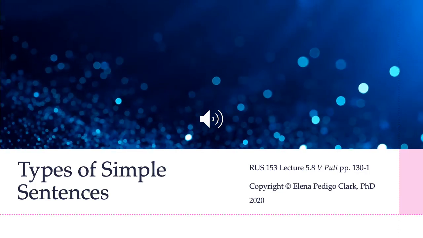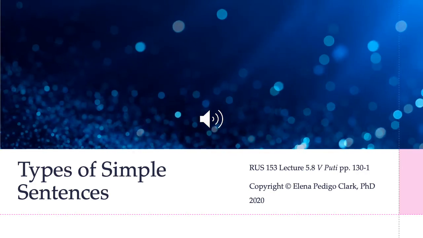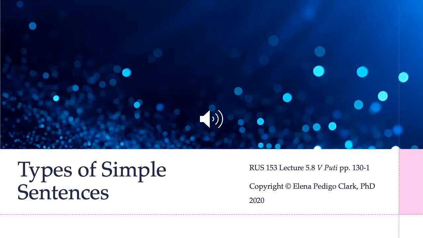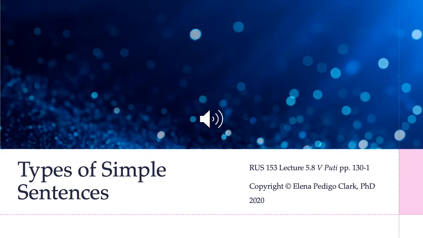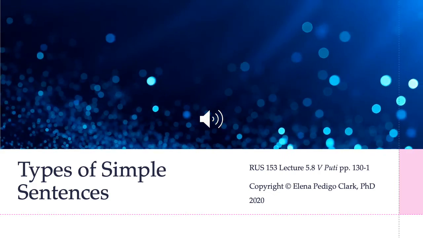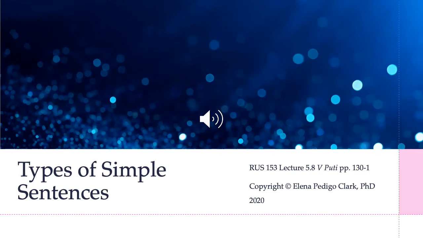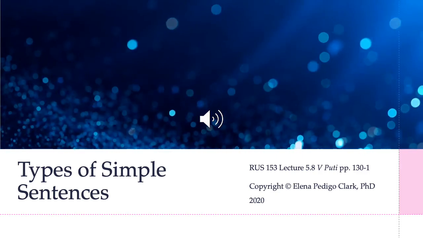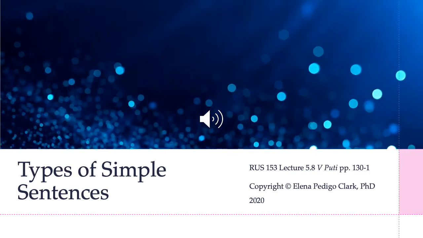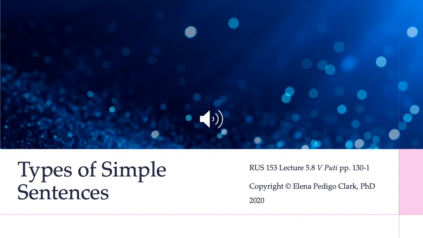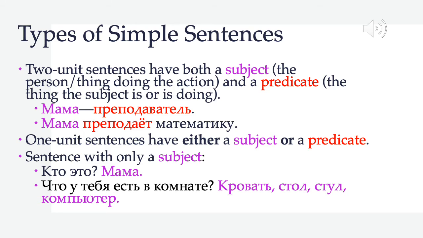simple sentences. And the reason this is important is because Russian very commonly uses subjectless sentences. So it's helpful to understand how simple sentences work in Russian and how we can have these subjectless sentences in these common usages in Russian. So there are two basic types of simple sentences in Russian. There are 2-unit sentences and 1-unit sentences.